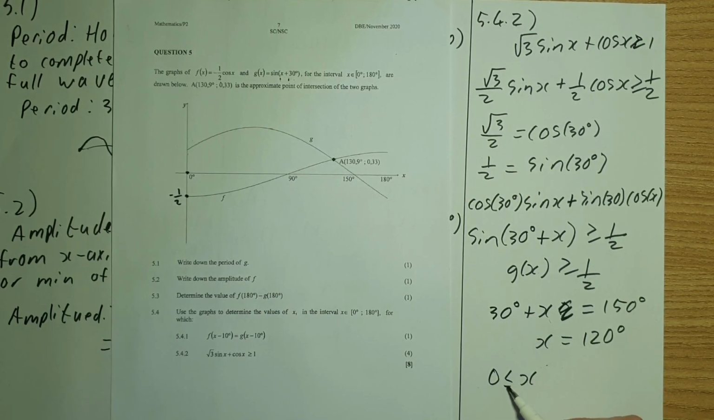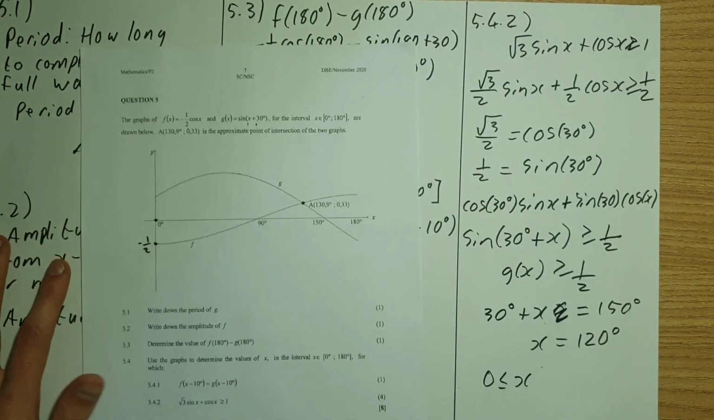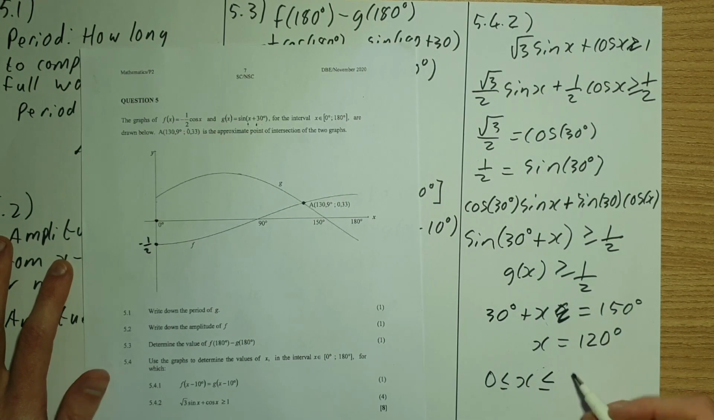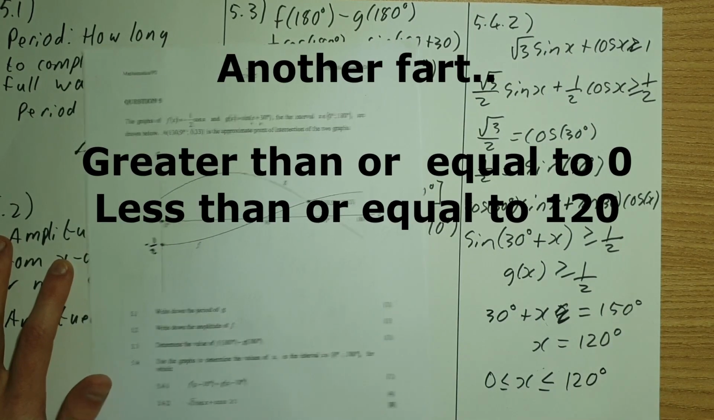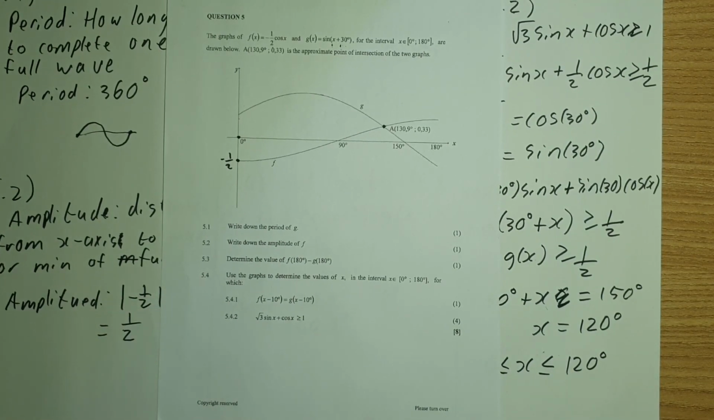Therefore, we can see that x will be greater or equal to 0. That's when the function will be greater than a half. And it's where it's less than or equal to 120 degrees. Okay, and that's how we go about solving this one.